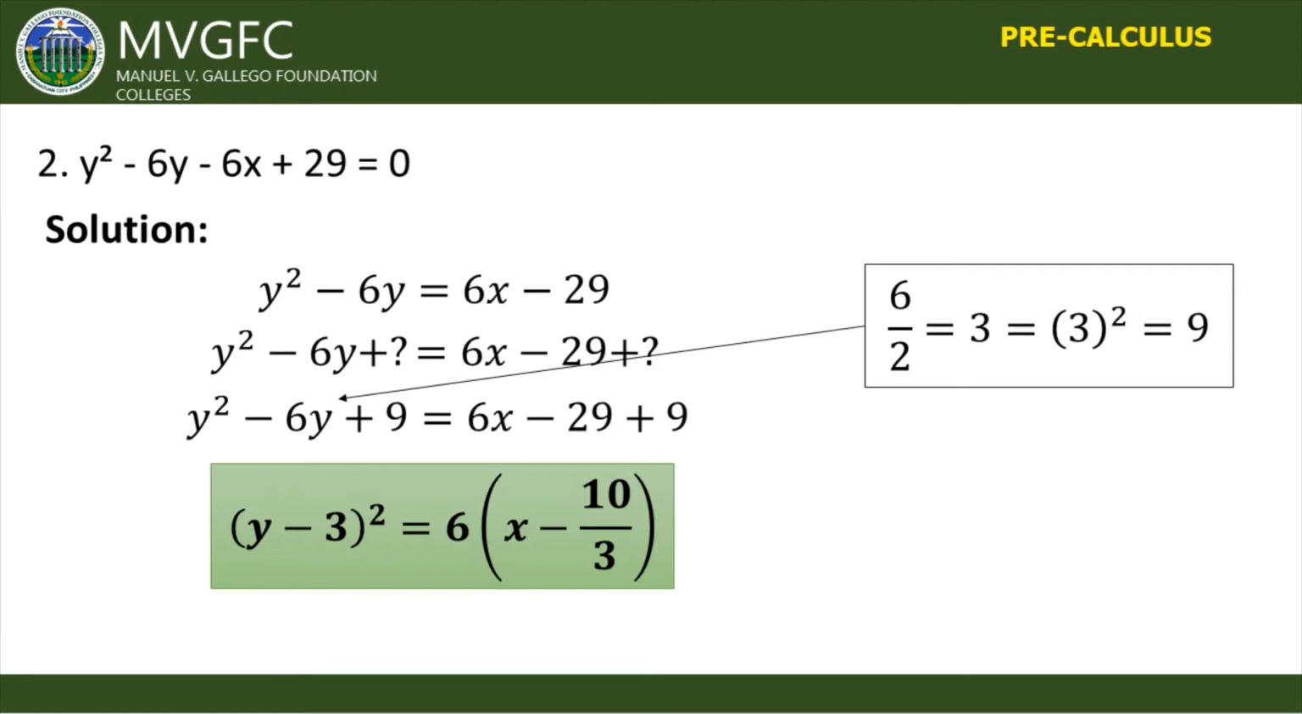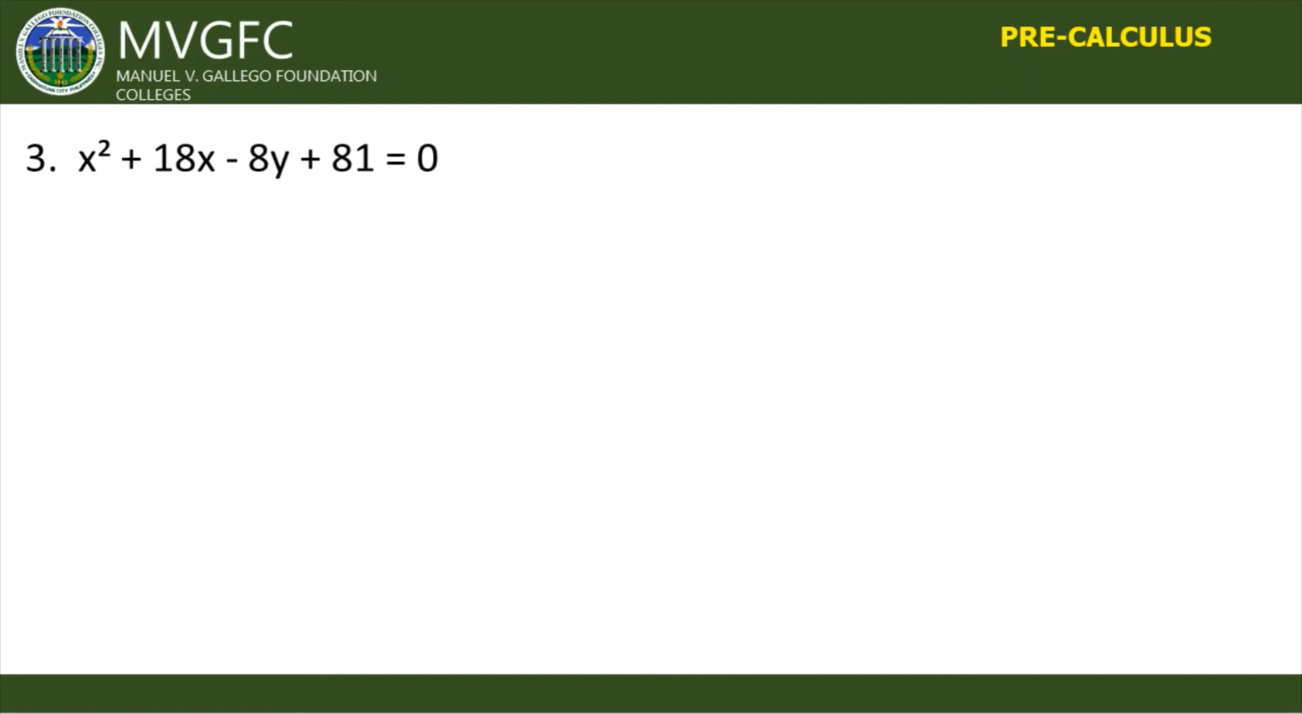So the next is number 3. For number 3, we have x squared plus 18x minus 8y plus 81 is equal to 0. Let us simply apply the steps that you learned from numbers 1 and 2. So we have, once again, x squared plus 18x. Transpose the other terms to the right side. So we have is equal to 8y minus 81.